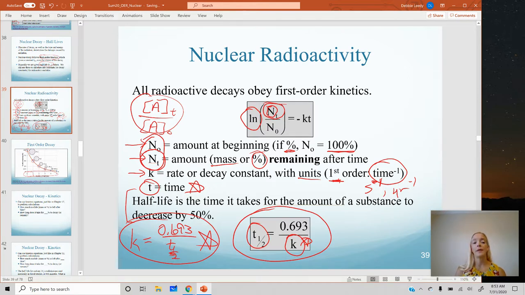All right, I'm actually going to break this up into 2 videos. So in our next video, we're going to go through sample practice calculations using these equations.